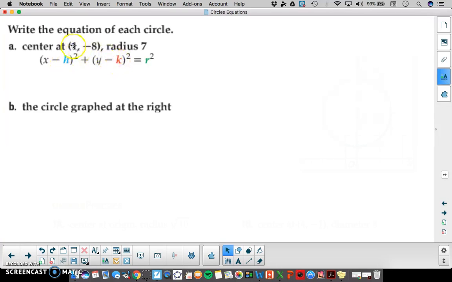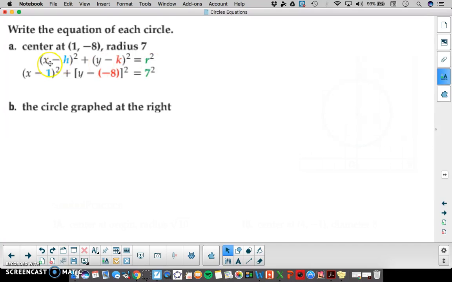H and k are the values from our center. R is the radius. So our value of h is 1, our value of k is negative 8, so we're going to plug those in. So we have x minus 1 squared plus y minus a negative 8 squared equals 7 squared.